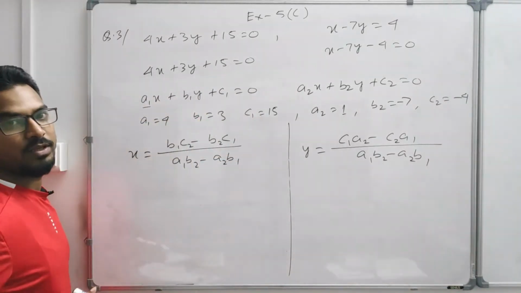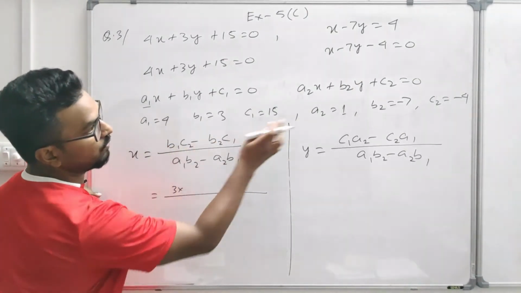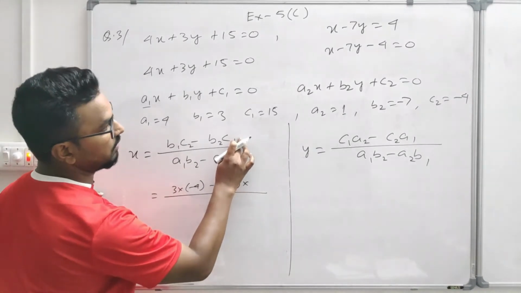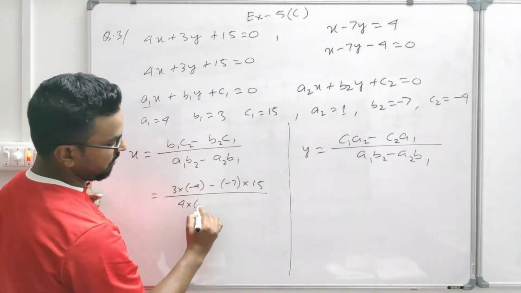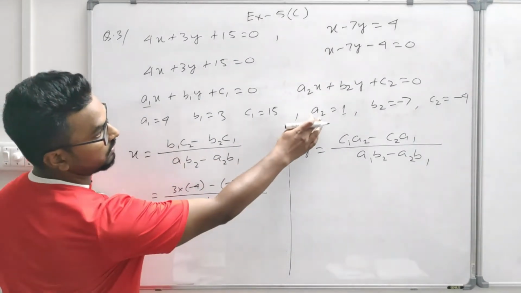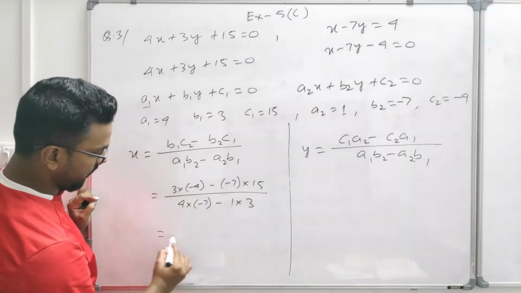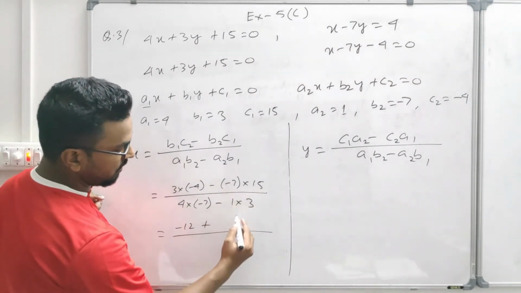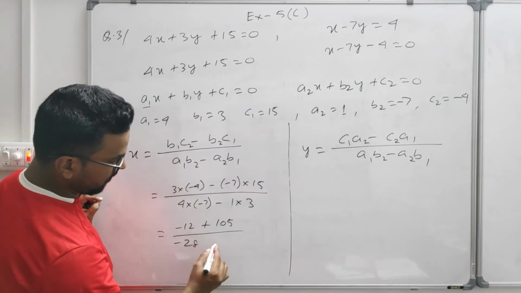Okay. Now you just replace the value in this formula. Now here, what is b1? b1 is 3 into c2. c2 you can see minus 4 minus b2. b2 is minus 7 into c1. c1 is 15. And here a1 is 4, b2 is minus 7 minus a2 is minus 7, sorry, a2 is 1 into, and b1 is 3. Okay, so if you solve this one, you will get minus 12, minus minus it will become plus 7 into 15, 7 5s are 35 and 105, and here in the denominator you will get minus 28 minus 3.